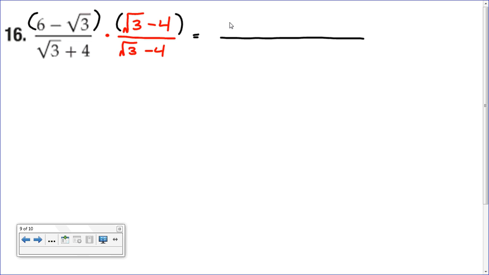6 times the square root of 3 is 6 root 3. 6 times negative 4 is minus 24. Negative 3 times the square root of 3 times the square root of 3 is minus the square root of 3 squared. And negative square root 3 times negative 4, negative times a negative is a positive 4 square root of 3. Now we're ready to multiply on the bottom.